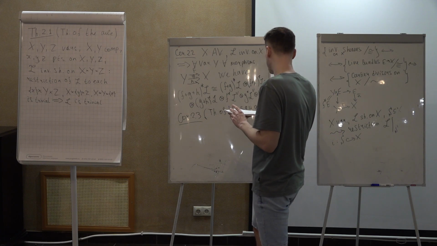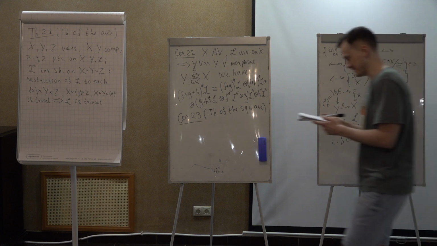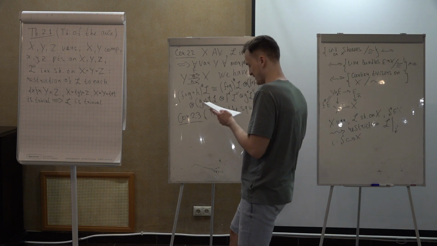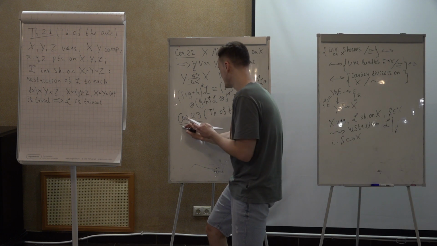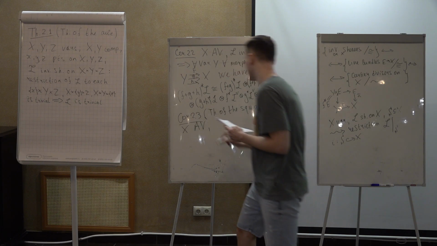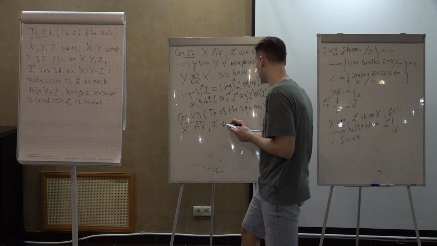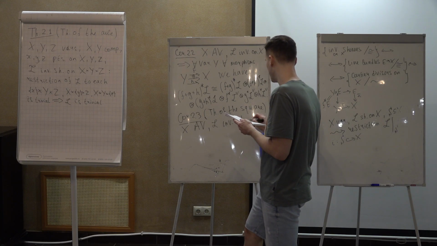Of the square. And for this we will have some geometric interpretation, so it's not so strange as the previous one. So again, I have an Abelian variety, I have an invertible sheaf on X.